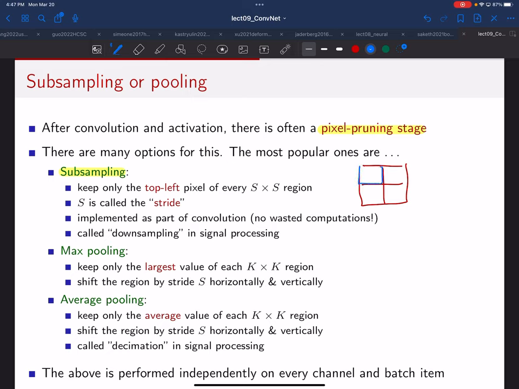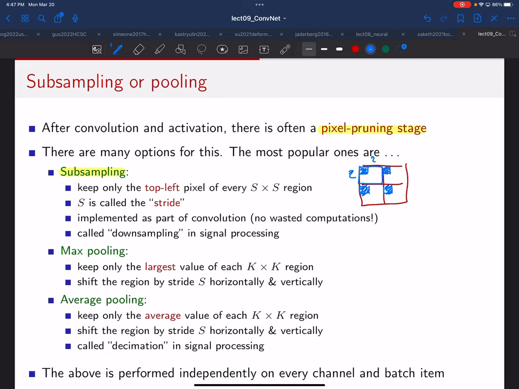And what you say is that in each one of these regions, so this will be a 2x2 region, you just say, I'm going to keep the top left pixel, and I'm going to throw the others away. So by doing this, I'm going to shrink from something that had 16 pixels to something that has 4. Okay, so that's subsampling.